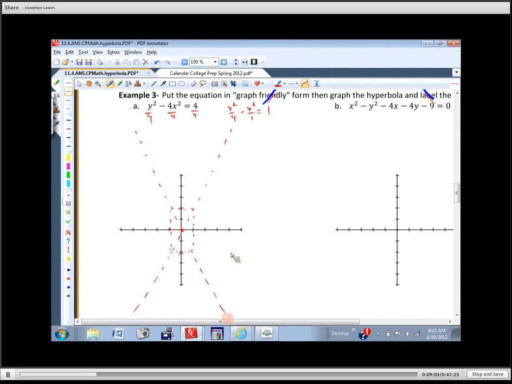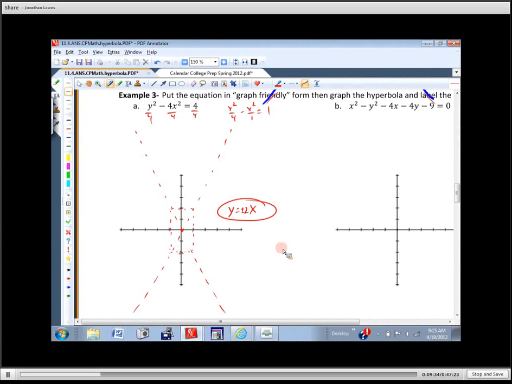Now I'm going to write the equation for the asymptotes. They go through the origin, so this is going to be y equals some number times x. All we need to know is what the slope is. The y-intercept is 0. We went up 2 and over 1. So this is going to be plus or minus 2. There's the equation for the asymptotes.